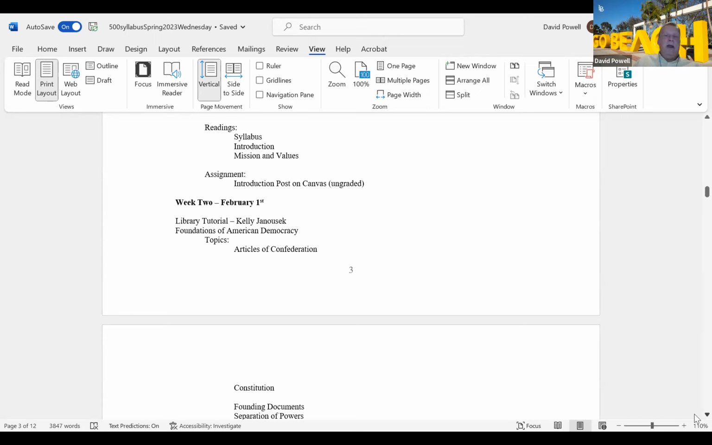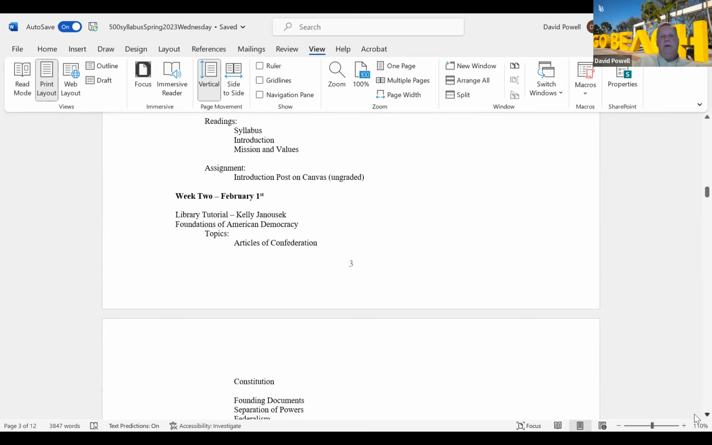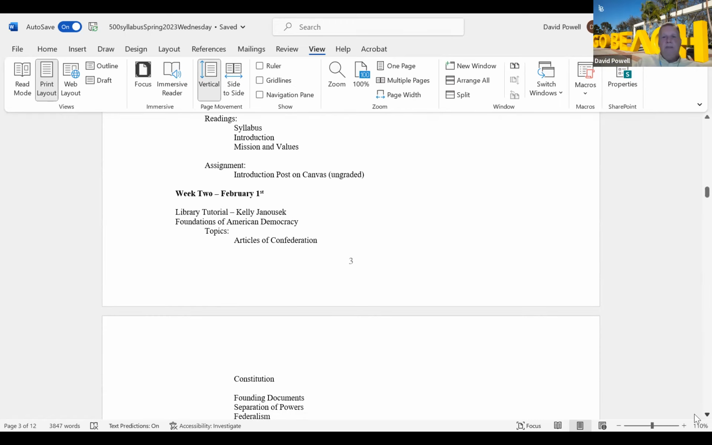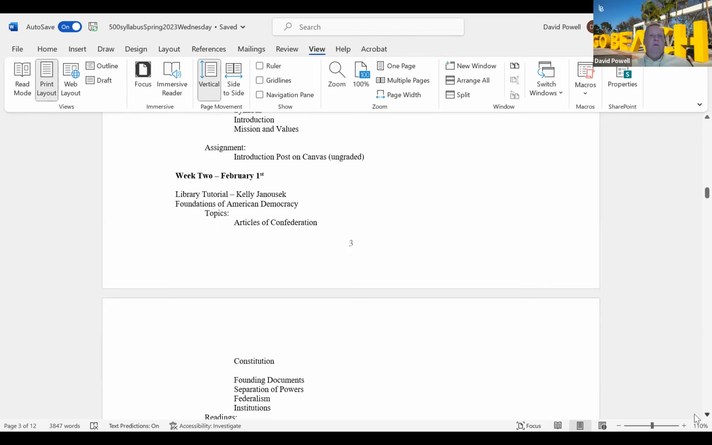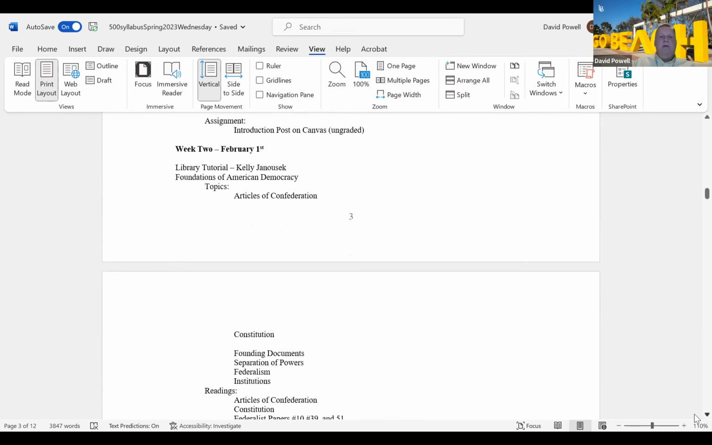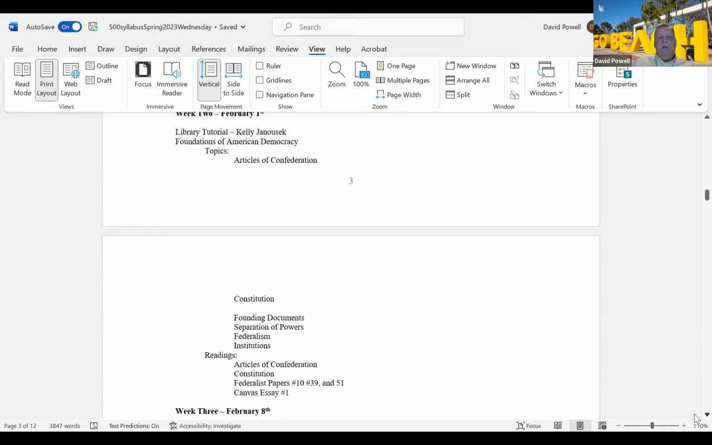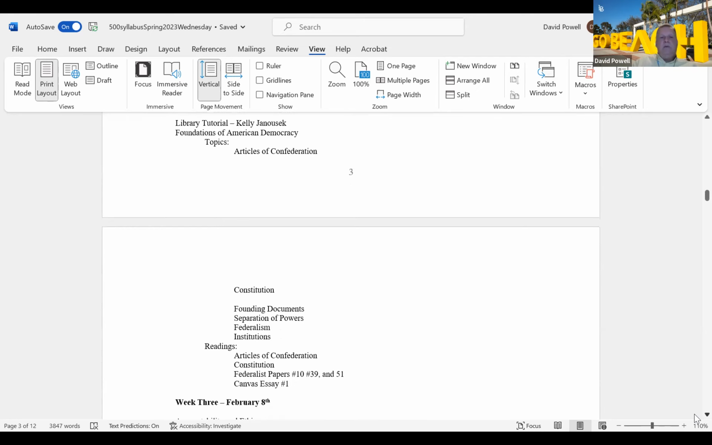Then we'll take a break, and as long as we're able to get all that done, then the second half of class, we will turn our attention to the foundations of American government. In our campus site, I have a link for you for the Articles of Confederation, as well as for the Constitution, as well as for the Federalist Papers. And the three Federalist Papers that we will focus on are Federalist Papers 10, 39, and 51. Our discussion of Federalist Paper number 10 will be important for you because that will then lay the framework for your first graded Canvas essay, Canvas essay number 1. So that's what we'll be doing next week.